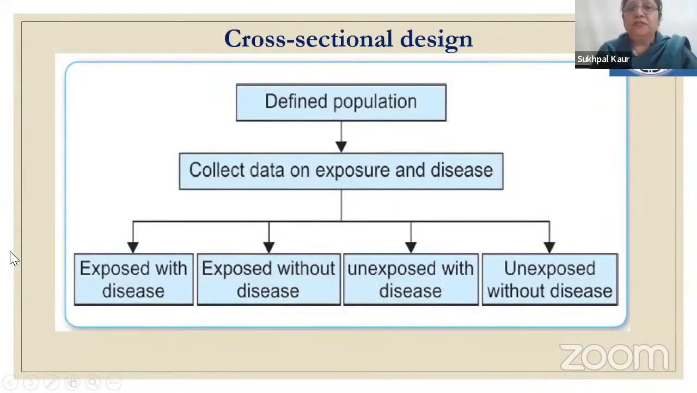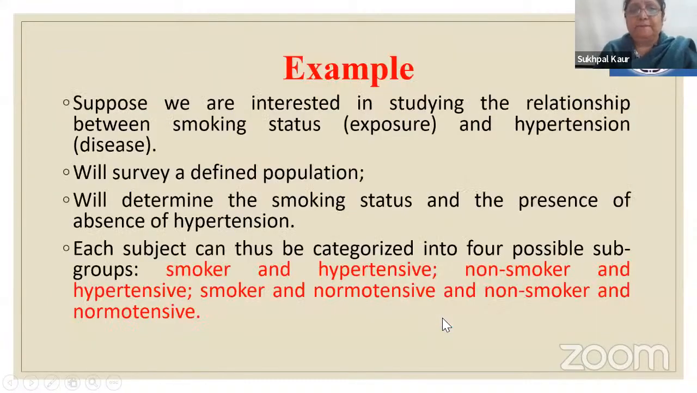So this is the design for the cross-sectional study: you have a defined population, and you collect the data on exposure and disease, looking for the people who are exposed with the disease. There could be exposed without disease, unexposed with the disease, and unexposed without the disease.